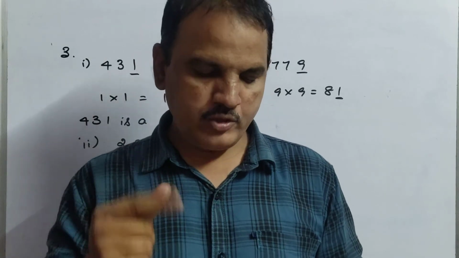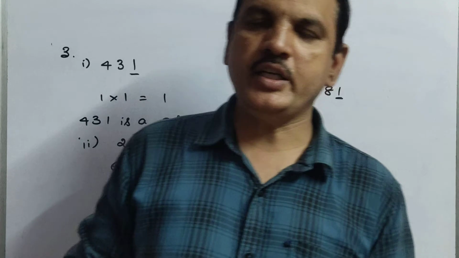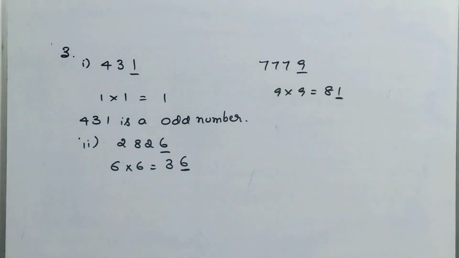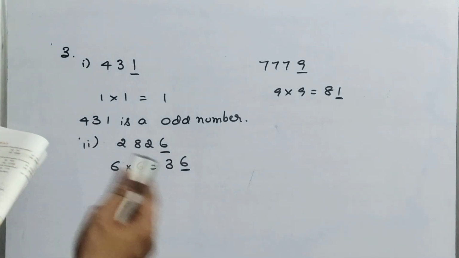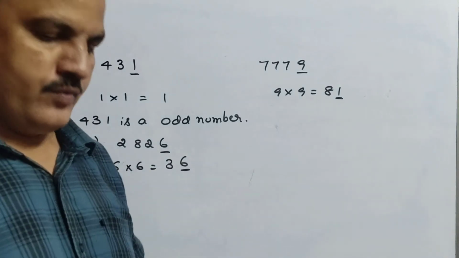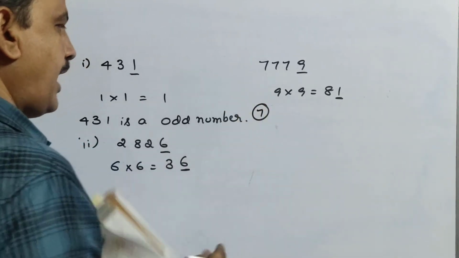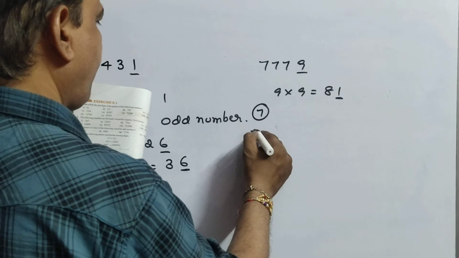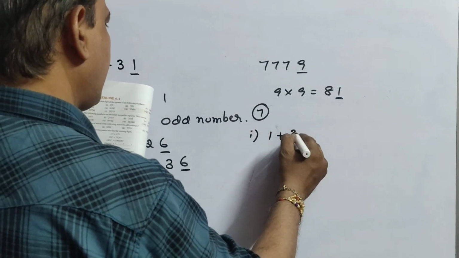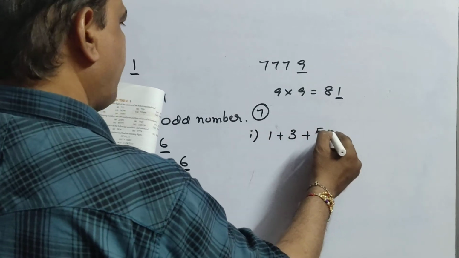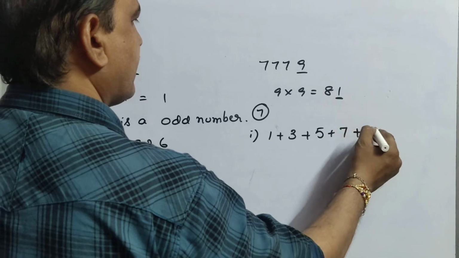Okay. Now coming to the 7th question, which is very easy. See the 7th question, children. What is the 7th question given here? Without adding, find the sum. The 7th question is without adding. So actually the first question is 1 plus 3 plus 5 plus 7 plus 9.